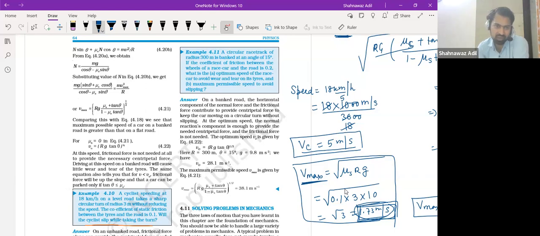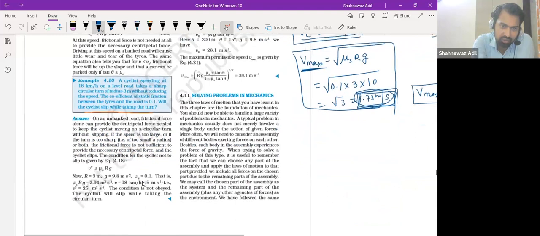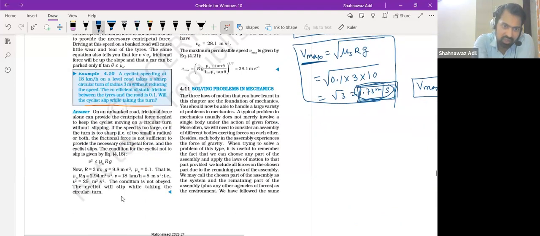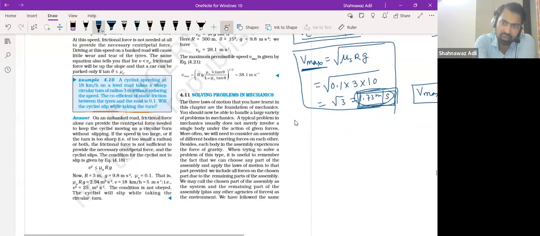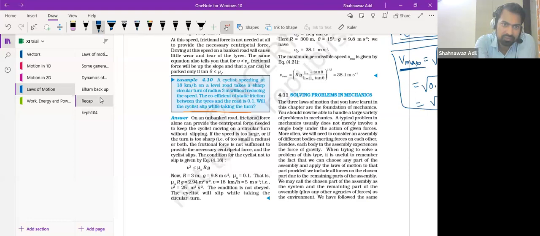This is how they ask this question. So let us see, right? So how, 25 meters, then the cyclist will slip, right? Okay, yes. The condition is not obeyed. So we see that the condition is not obeyed. This is how they ask this question. Understood? Yes, sir.